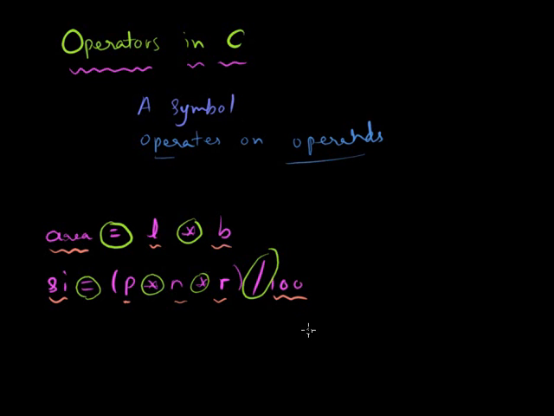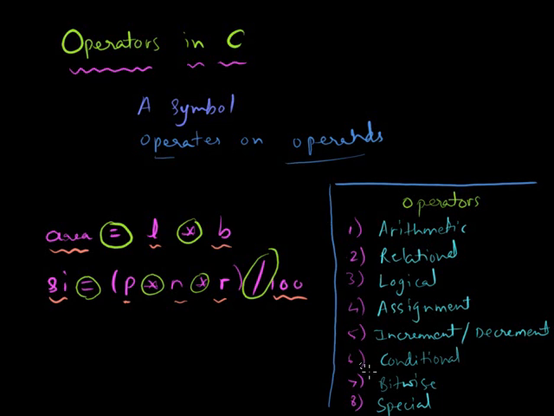So there are several operators supported by the C language. Let me write all of them for you here. So these are the different types of operators supported by the C language. We have arithmetic operators, which operate upon arithmetic constants or arithmetic variables. We have relational operators. We have logical operators, which deal with logics, truth and falsity. We have the assignment operator. This is an assignment operator, the equal to sign.